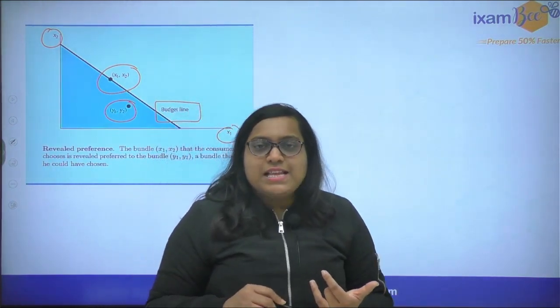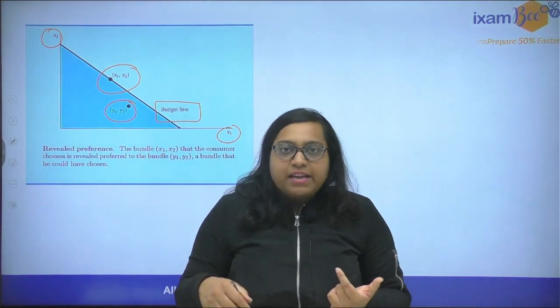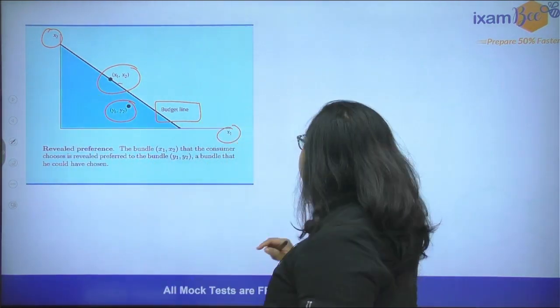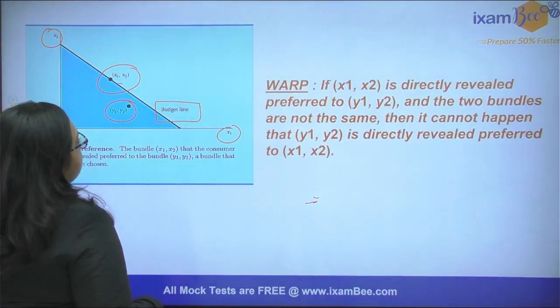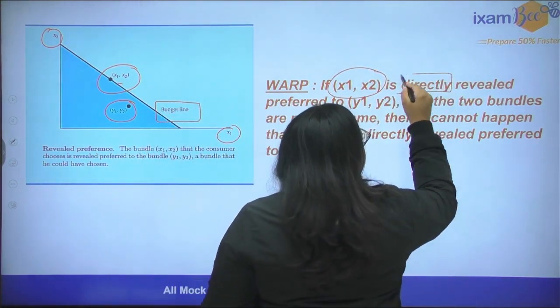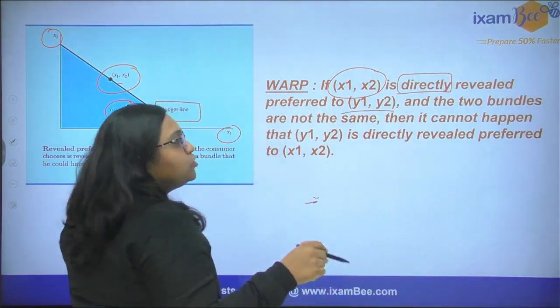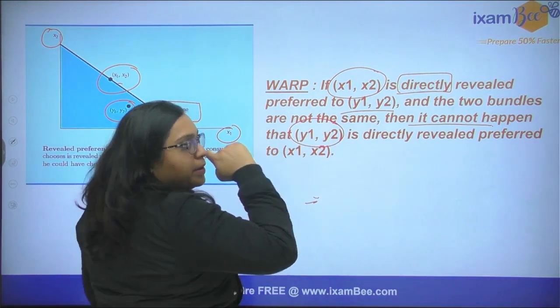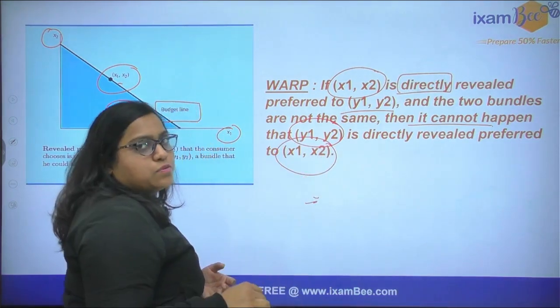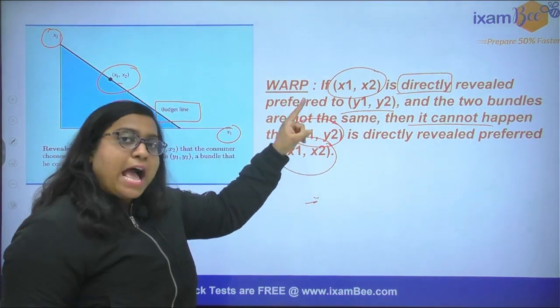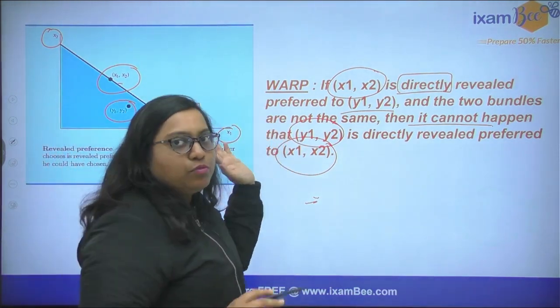Here, unlike the cardinal utility analysis or the ordinal utility analysis, the consumer is neither assigning any utility to these different bundles, nor ordering them. He is just revealing his preference by choosing one bundle over the other. Now, to formally write the weak axiom of revealed preference, it says that if a bundle x1, x2 is directly revealed preferred, and this is important, to y1, y2, and the 2 bundles obviously are not the same, we are comparing 2 different bundles, then it cannot happen that the bundle y1, y2 is directly revealed preferred to the bundle x1, x2. It shouldn't happen. Then only the behavior would be consistent with the weak axiom of revealed preference. If it happens, then obviously the behavior is inconsistent with the weak axiom of revealed preference.